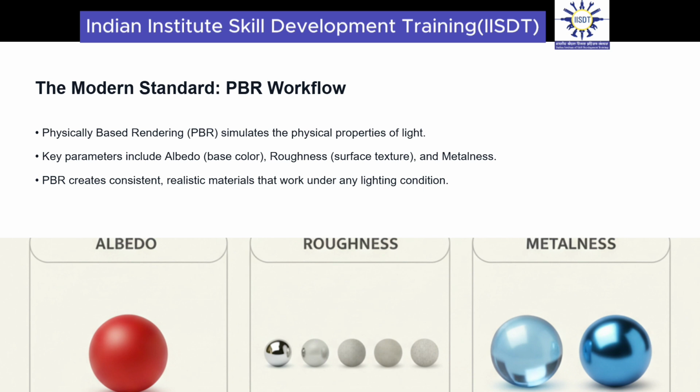Finally, there's the metalness parameter. This essentially tells the rendering engine whether the material is a metal or a non-metal, also known as a dielectric. This is a critical distinction as metals and non-metals reflect light in fundamentally different ways. By using these PBR parameters, artists can create materials that look correct and consistent in any lighting environment, which has been a revolution for gaming, film, and design visualization.